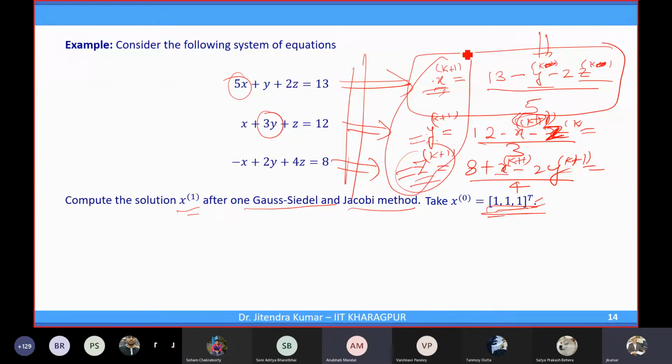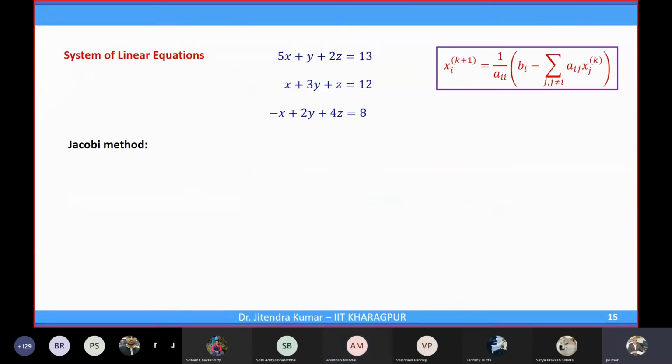Yes sir, understood. So let's do it. This is a system of linear equations. Any question?